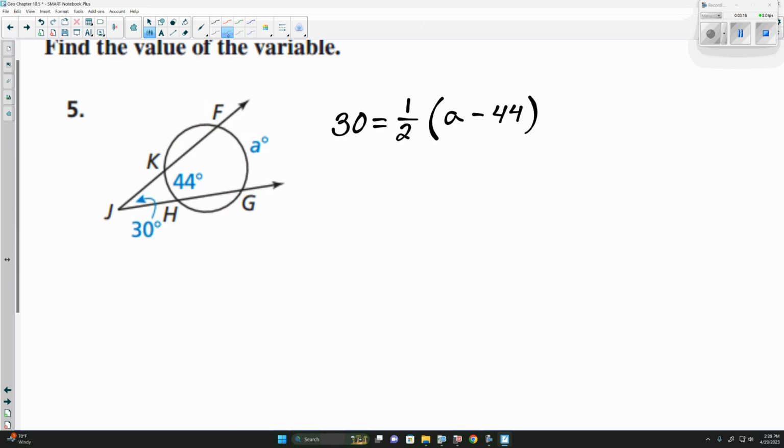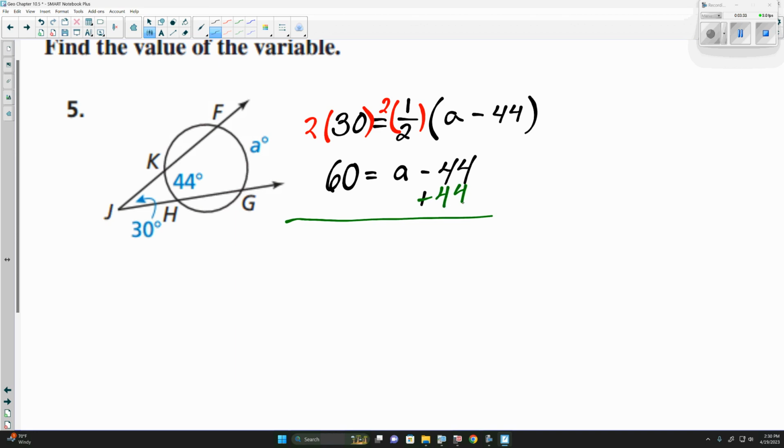And again, just like the last one, we can multiply both sides by 2, telling us that 60 degrees is equal to A minus 44. And at this point here, we would add 44, and A would indeed be 104 degrees. Any questions on any of this here? Are we good with this here?